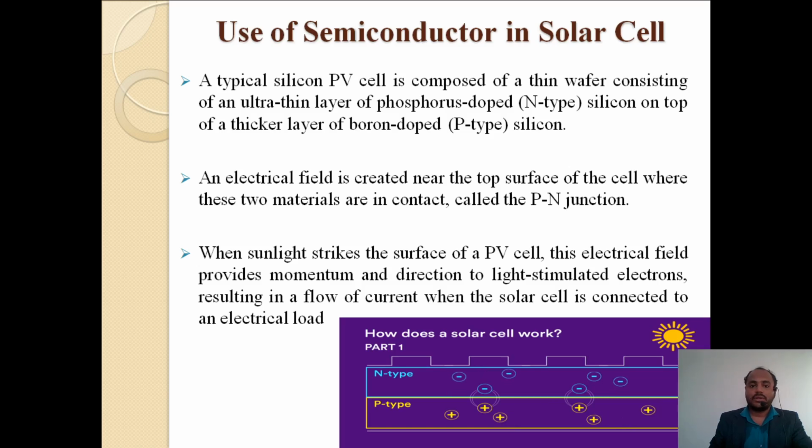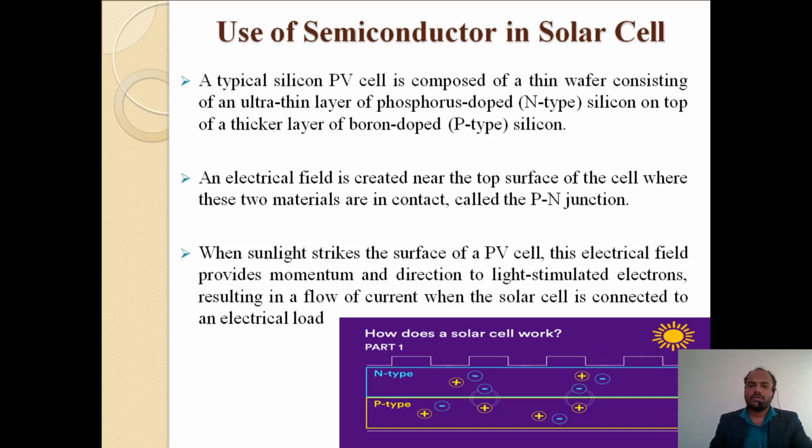An electrical field is created near the top surface of the cell where these two materials are in contact, called the p-n junction. By connecting the p-type and the n-type material with proper doping, we create a p-n junction, and a metal contact is given on the front and top surface. When the photon is incident on this p-n junction, the photon is absorbed and the material is excited, and because of this the electron is shifted from the valence band to the conduction band by overcoming the forbidden gap energy.